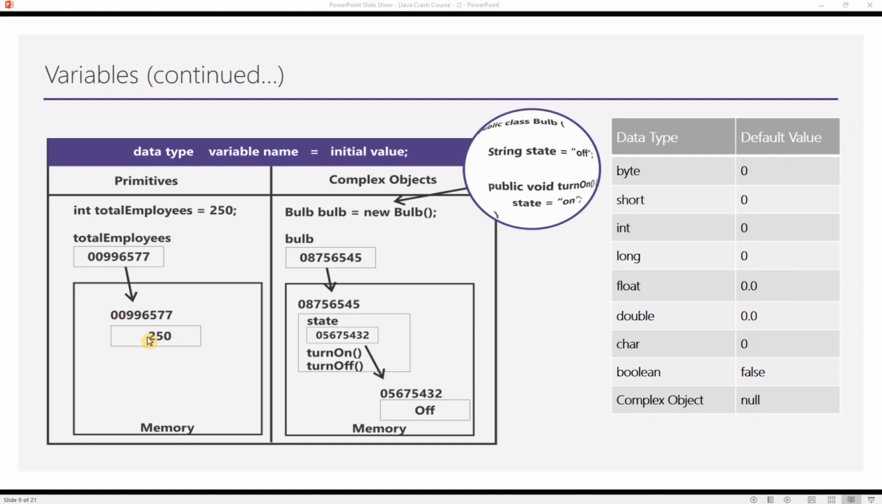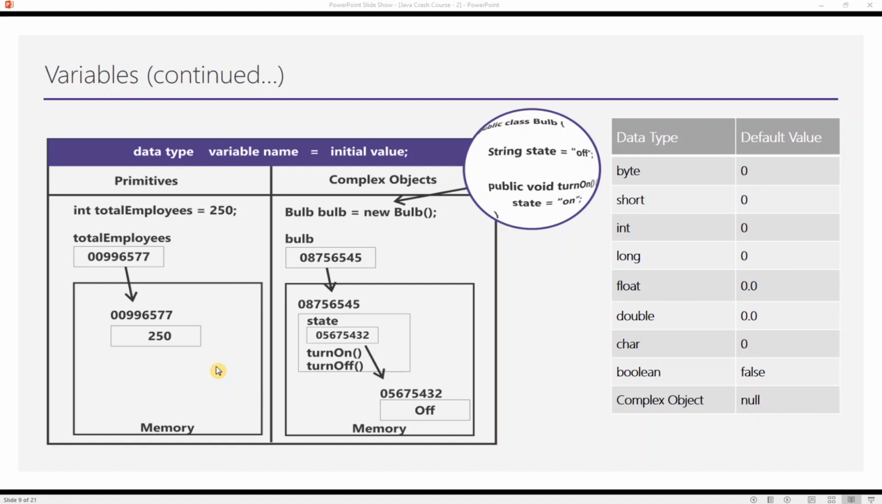Furthermore, you can see that each value stored in the memory has some address assigned to it. Just to give you a rough idea, consider the memory address as 00996577 that actually gives identity to the value 250. One thing worth looking at is that the variable name has a reference to the memory address instead of holding the actual contents, as clearly depicted here. In other words, the variable total employees points to the memory address where the value 250 is physically stored.